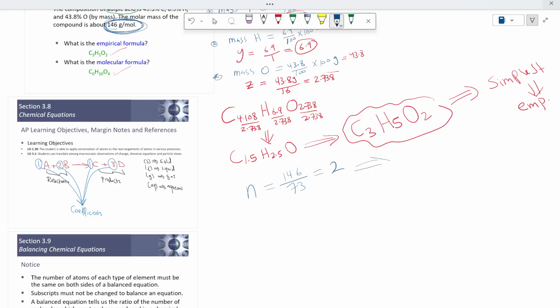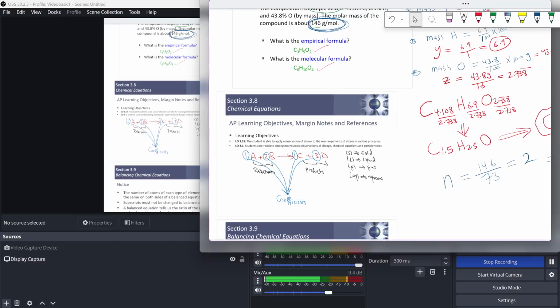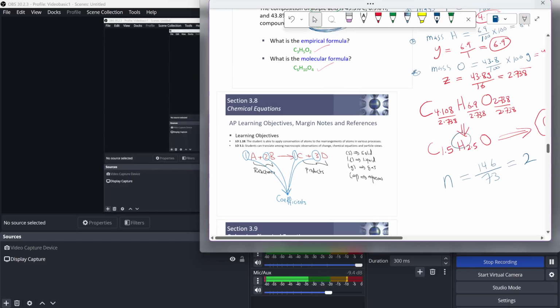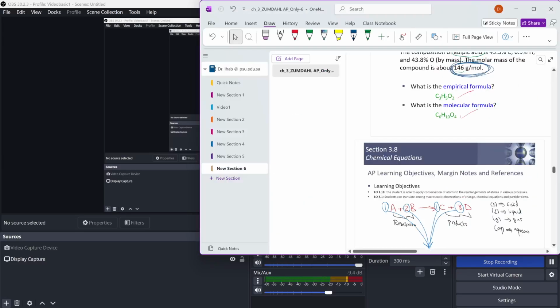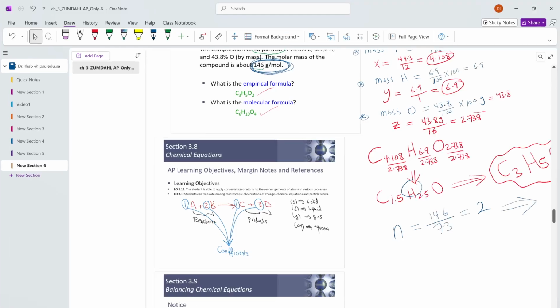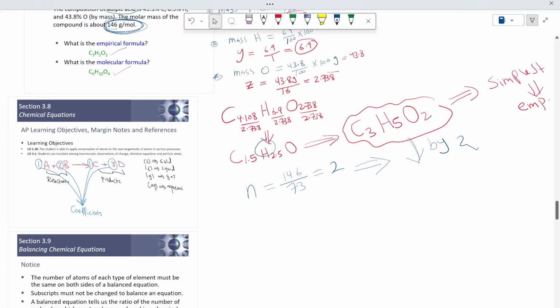What does it mean? It means to write the molecular formula, we need to multiply all subscripts in the empirical formula by 2. When you multiply them, the answer will be C6, H10O4. This is the molecular formula of adipic acid.